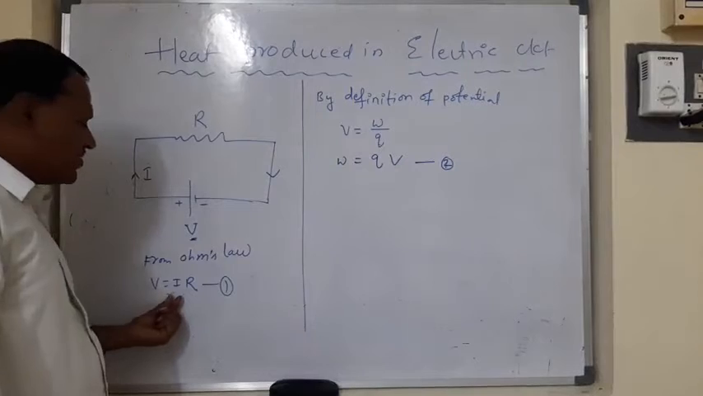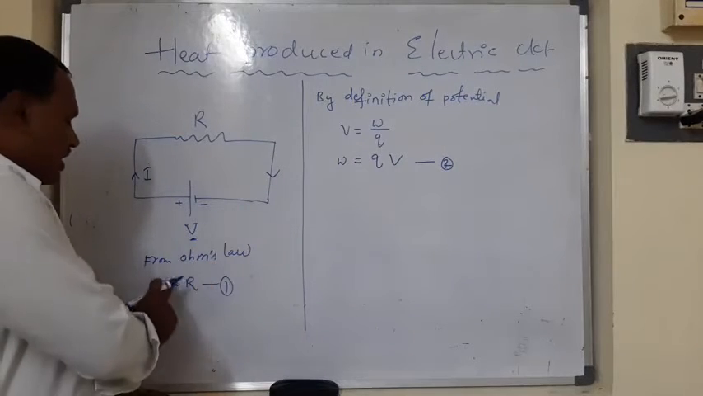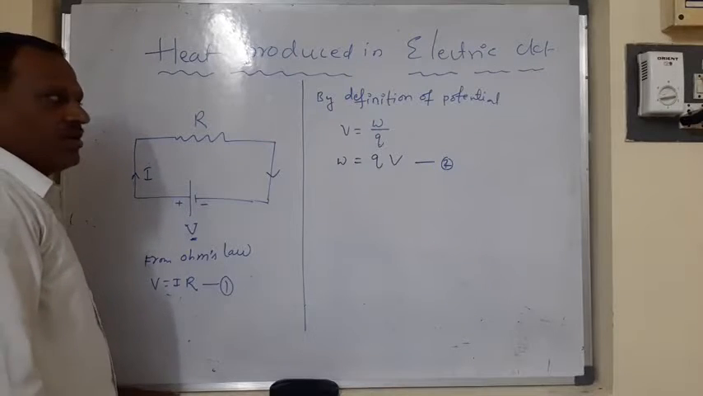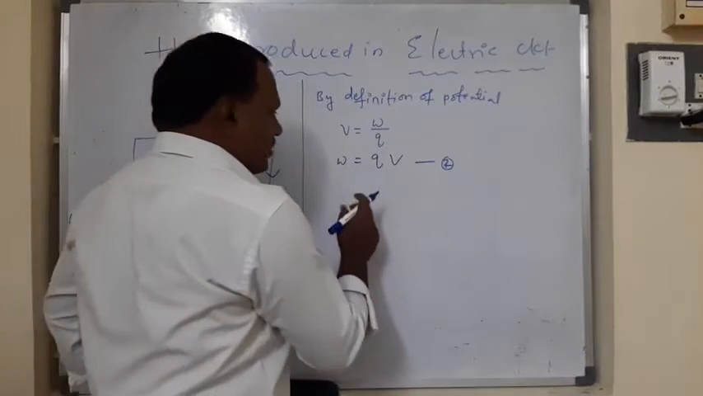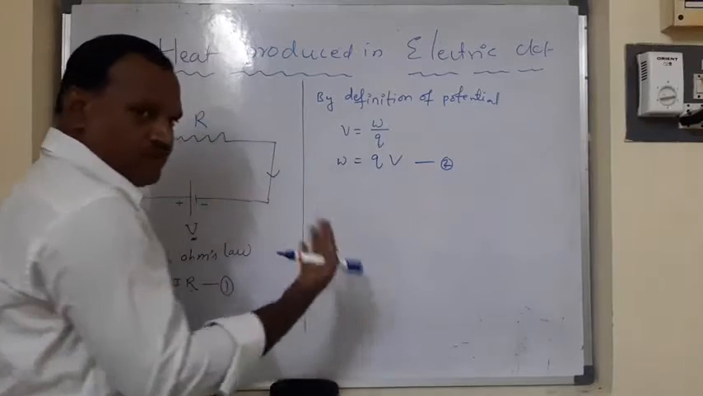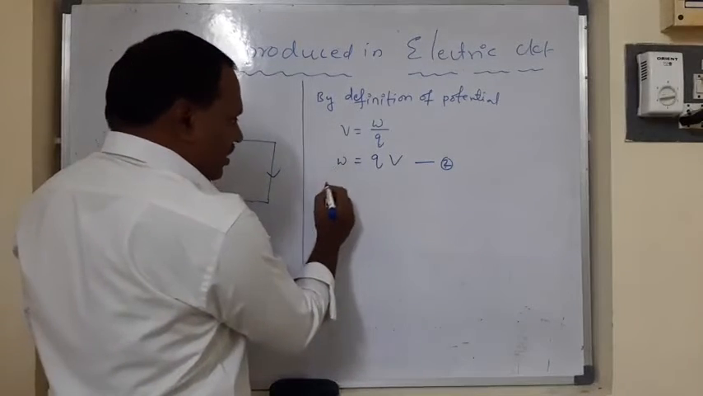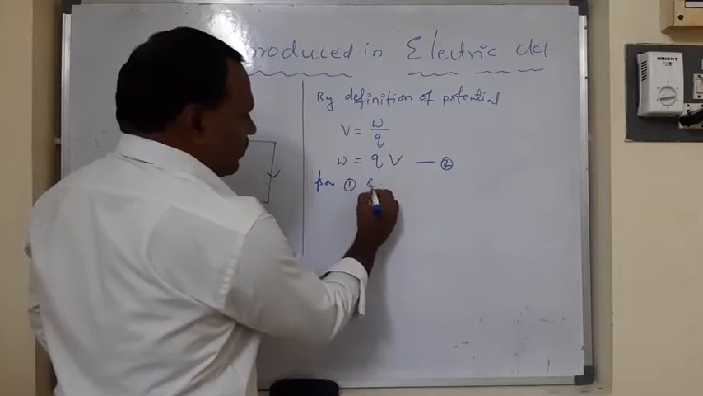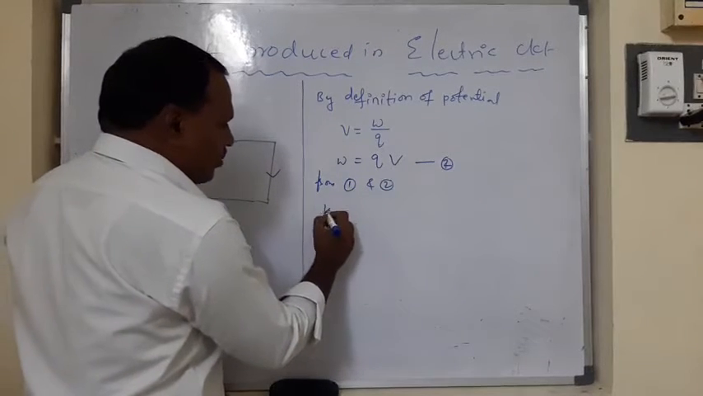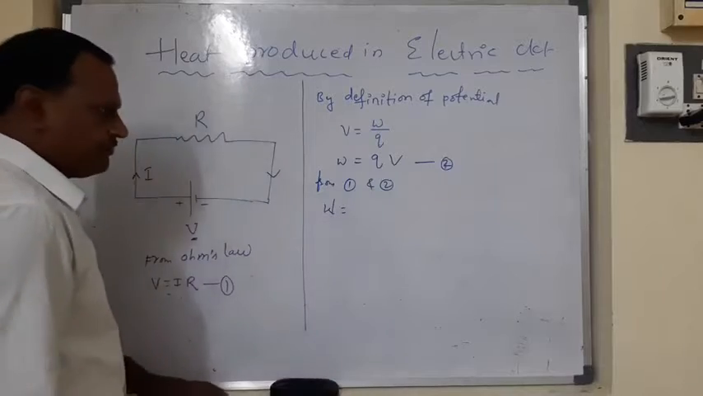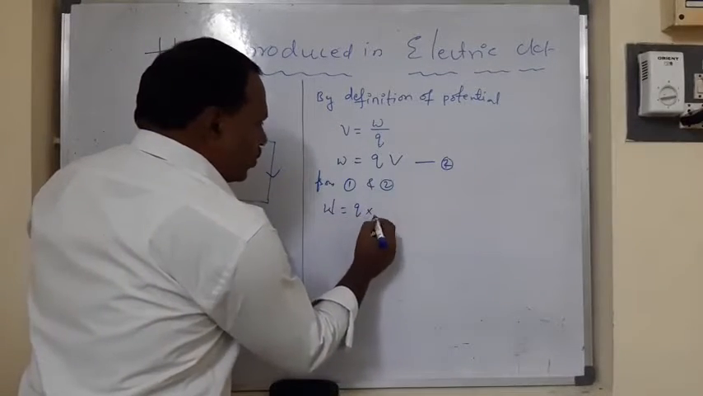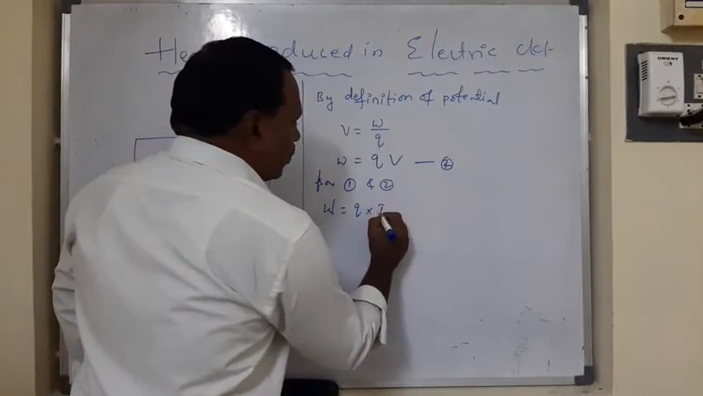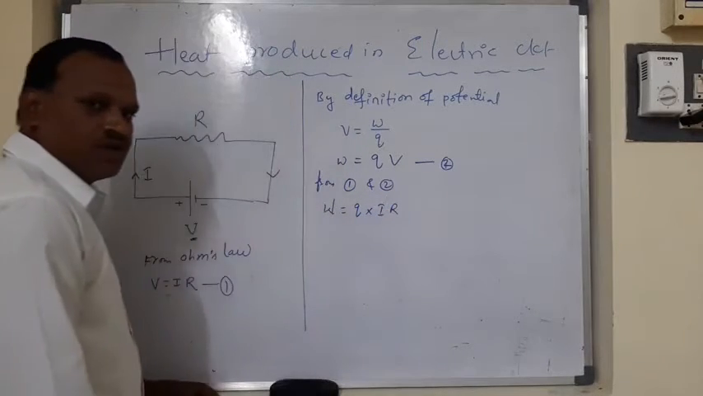Now here the potential equation is V = IR, so I can put IR in place of V, voltage. The amount of energy, or the work done, can be calculated from equations 1 and 2. If you combine them, the work done is given by Q into voltage, and voltage here is I into R.